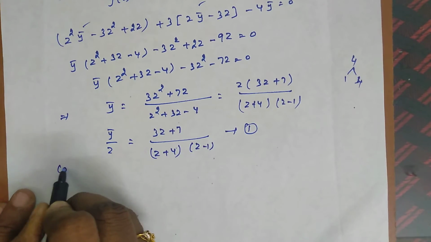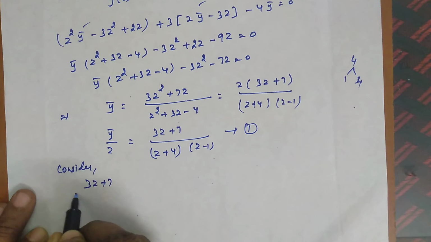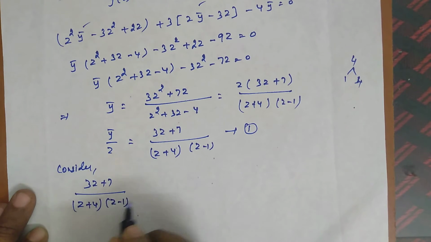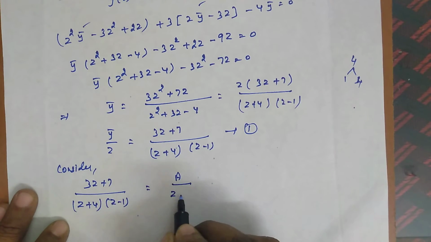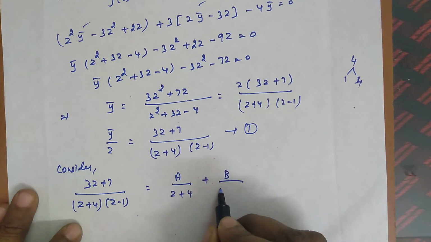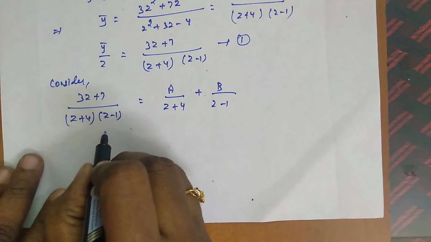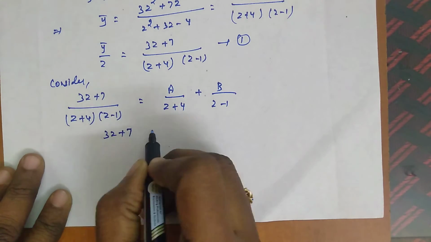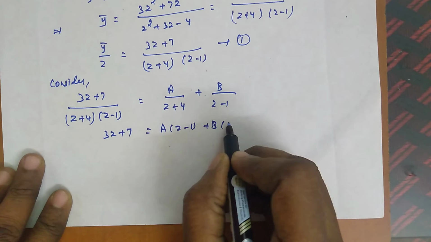Now we are going to apply partial fraction. So 3z plus 7 divided by z plus 4 into z minus 1. Degree of the denominator is 2, so we can have two constants. So a by z plus 4 plus b by z minus 1. Now to find the value of a and b, we will cross multiply this: 3z plus 7 equal to a into z minus 1 plus b into z plus 4.